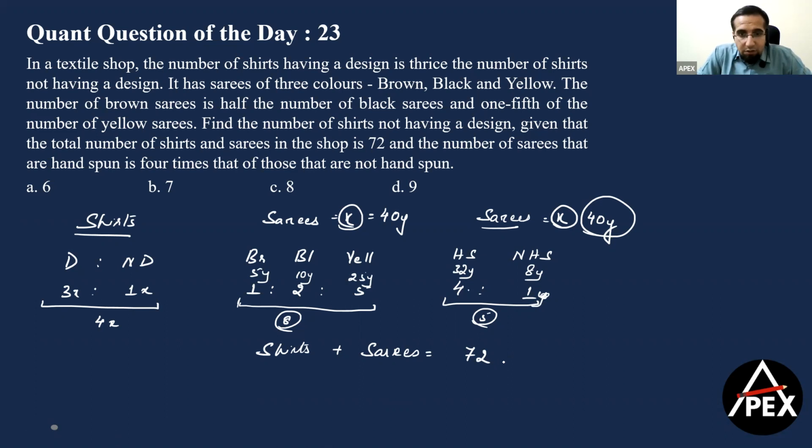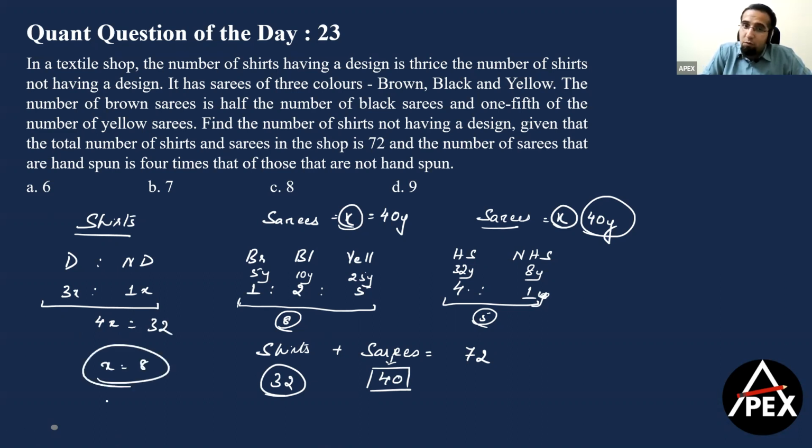Can I directly assume that the minimum number of saris will be 40, that is 40 into 1? If 40 are saris, that means the number of shirts will be 32. If the number of shirts is 32, which means 4x is equal to 32. If 4x is equal to 32, x is equal to 8. Now the question is asking you find the number of shirts that do not have a design. So not design is x only. And therefore your answer here becomes 8 shirts which does not have a design.